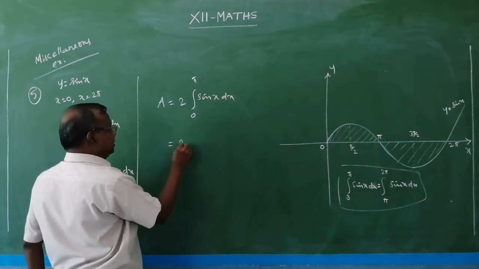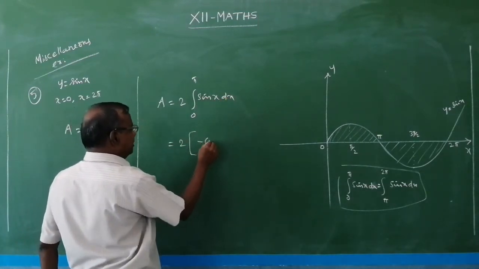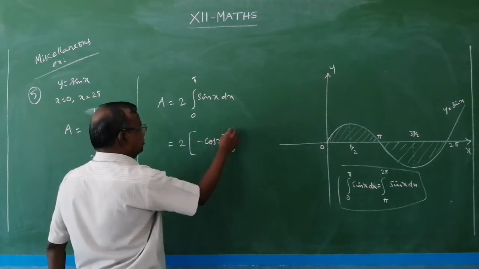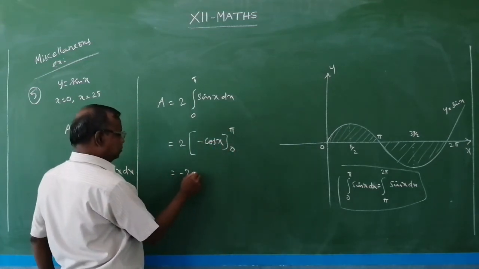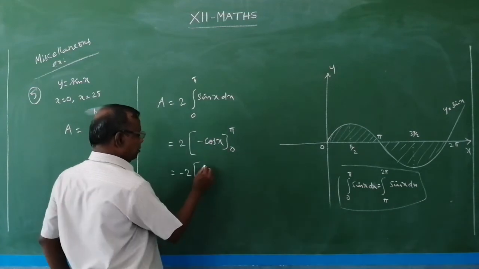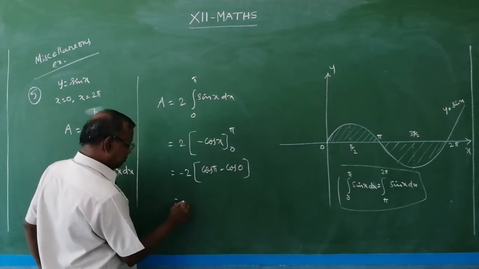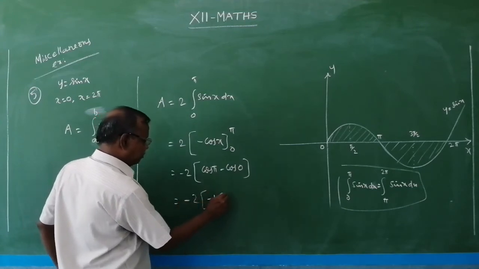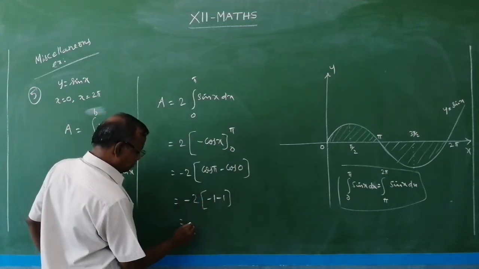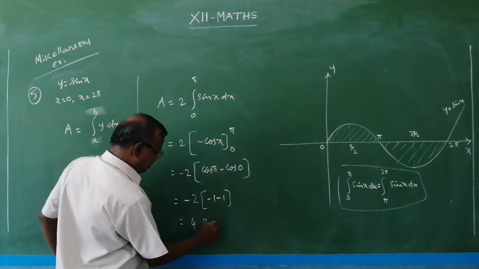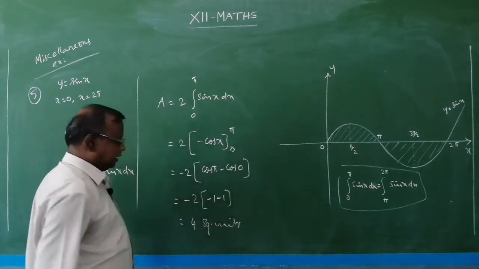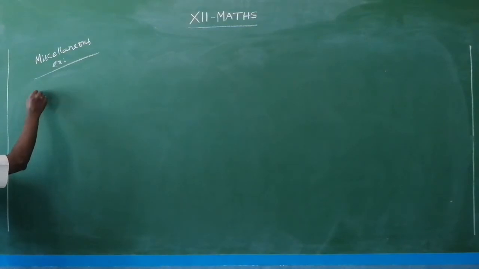So this is 2 into integrating sin x, we have minus cos x from 0 to pi. So minus 2 into the upper limit cos pi and minus cos 0, that is minus 2 into minus 1 minus 1. So minus 2 into minus 2, that is 4 square units. Next, question number 16.